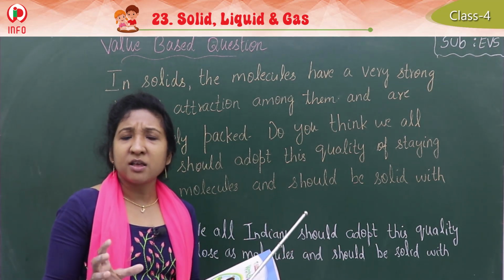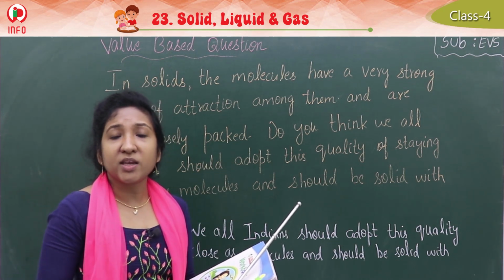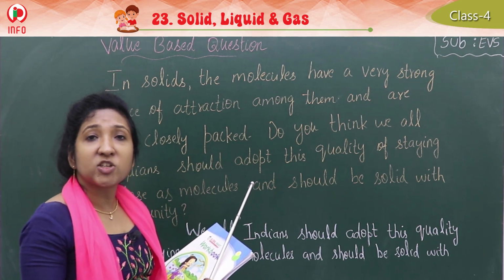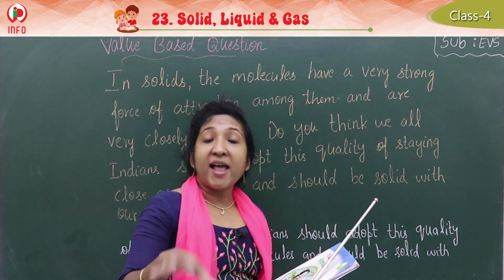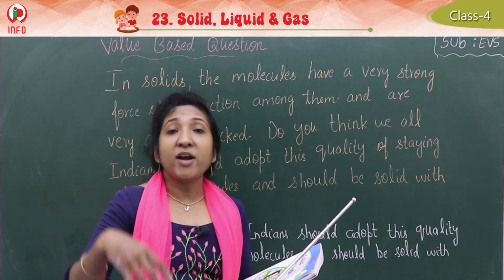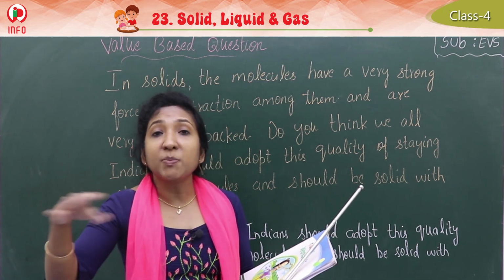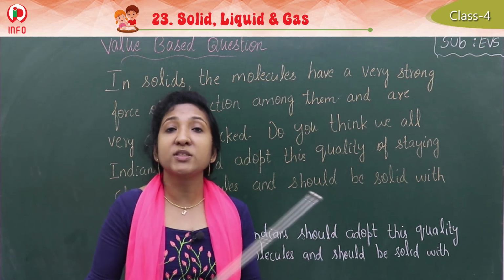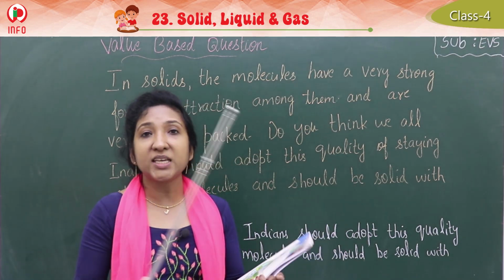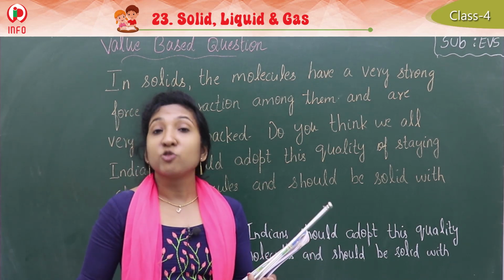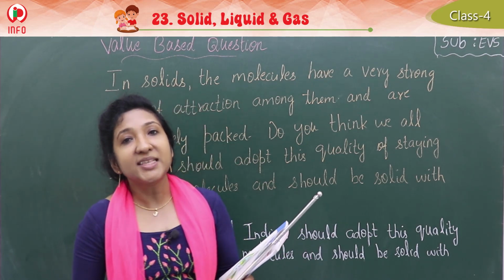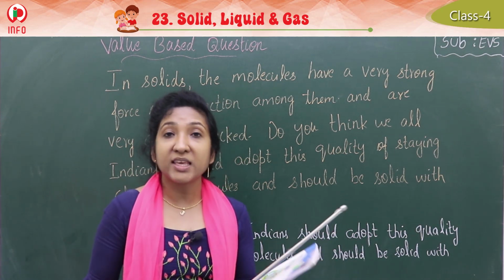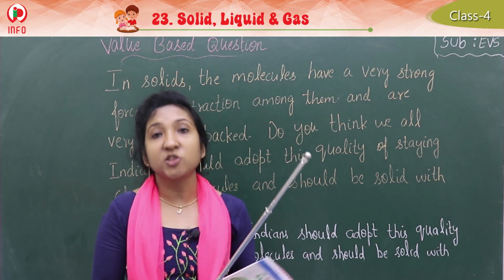We should not fight. There should not be any conflicts between people regarding religion, tradition, customs, language, color or money. There should not be any clash or fighting between them. We should stay close to each other. There should be unity among all Indians. That is the value we learned from this lesson. We should all stay in unity, stay close to each other, and our unity should be strong.